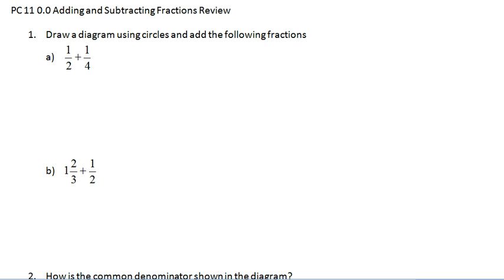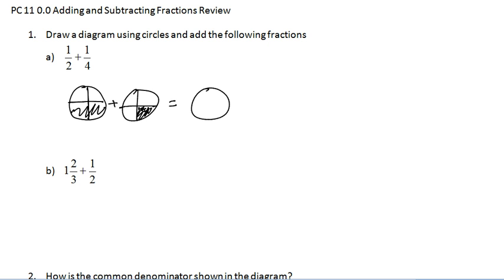So in our first one, we need a diagram for a half plus a quarter. So there's our half, there's our quarter. Notice the easy way to add these together is make all the slices the same size. So if I cut that first pizza thing in half there, I say I have 2 quarters plus 1 quarter is going to give us 1, 2, 3 quarters. So that's going to equal 3 quarters.